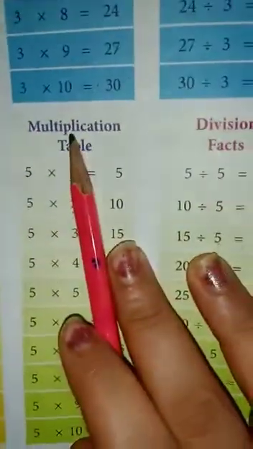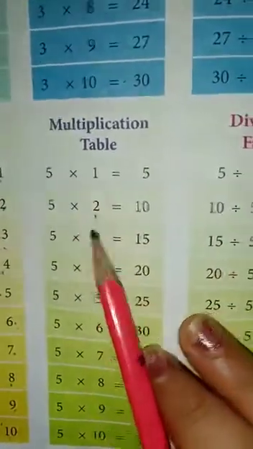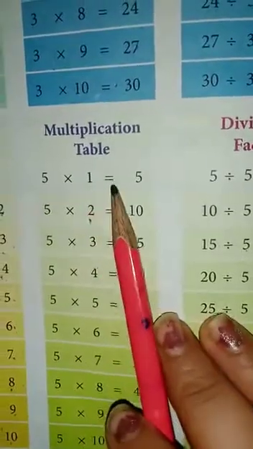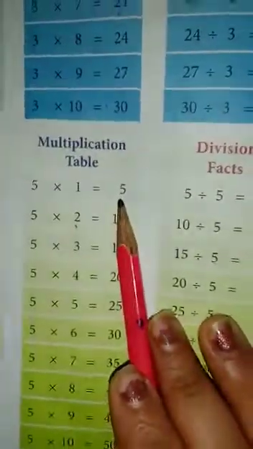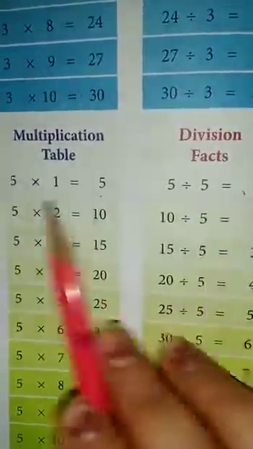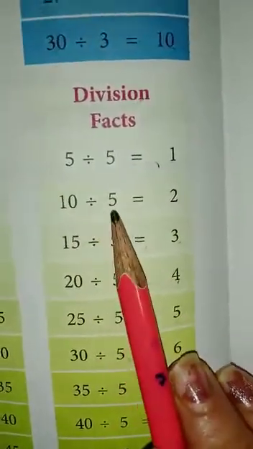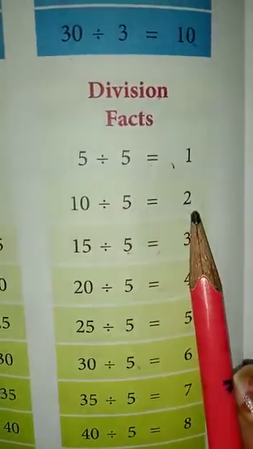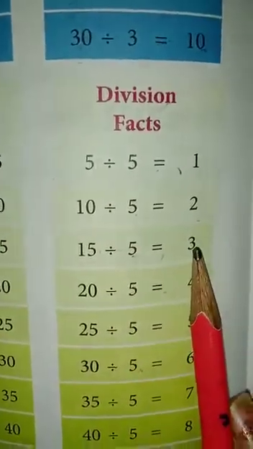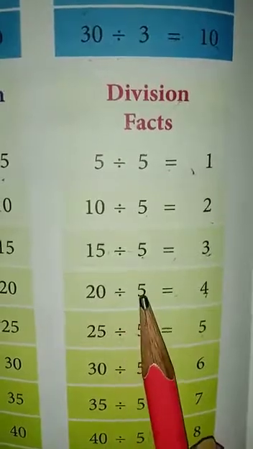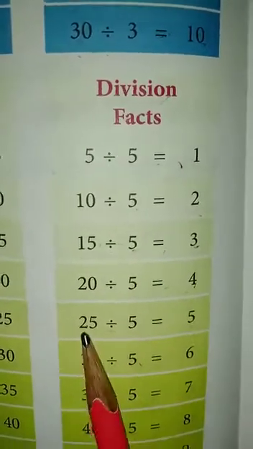So students, we already know the multiplication table of 5. 5 into 1 is equal to 5. Now let's see the division fact of 5. 5 divided by 5 is equal to 1. 10 divided by 5 is equal to 2. 15 divided by 5 is equal to 3. 20 divided by 5 is equal to 4.